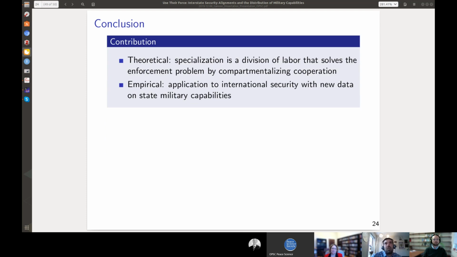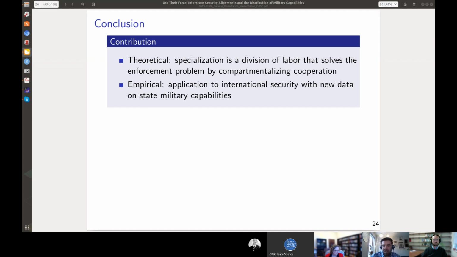So my theoretical contribution here is thinking about specialization as a division of labor that can solve this enforcement problem by compartmentalizing cooperation. Here's a way that states are able to cooperate in the security realm that avoids a lot of the typically understood problems of cooperation under anarchy, a specific mechanism by which this happens. And empirically, I think this new data on state military capacities has a host of other applications that could give me a lifetime of things to research, but hopefully a lot of other scholars as well.